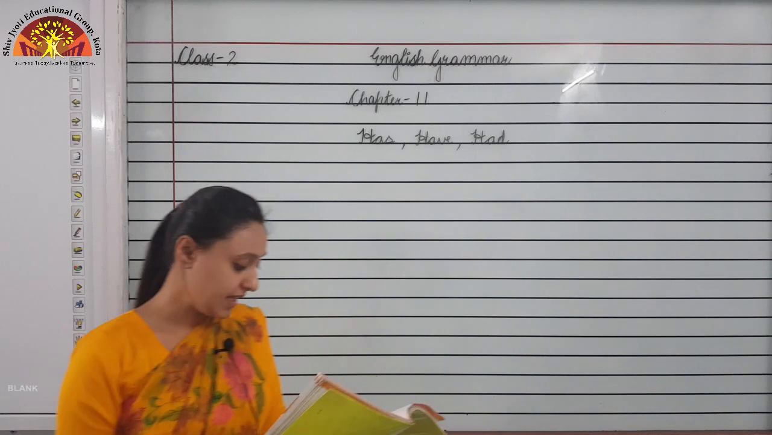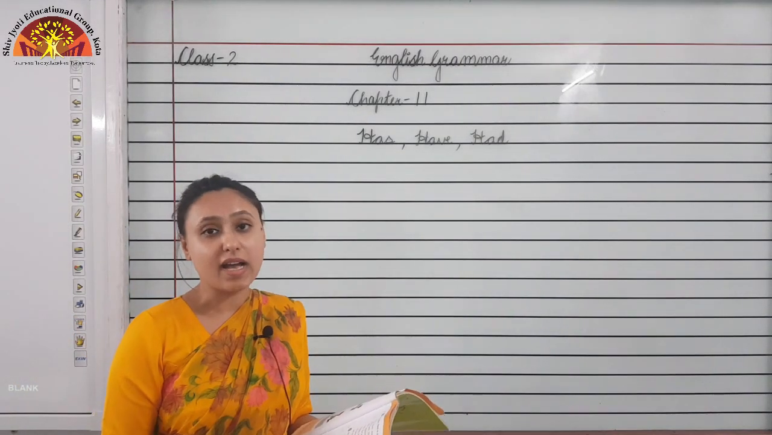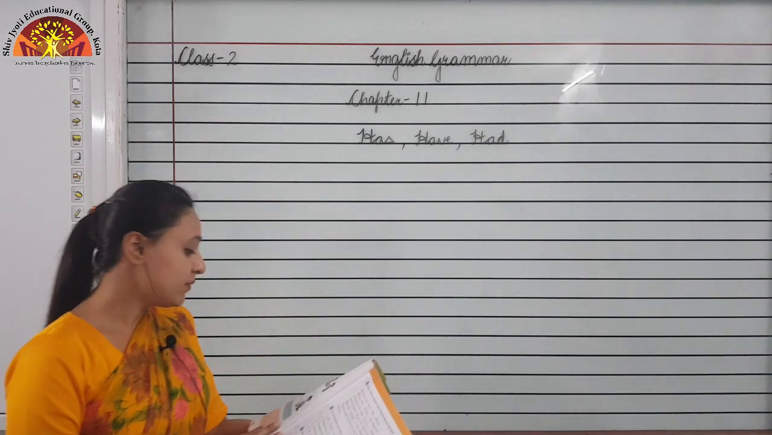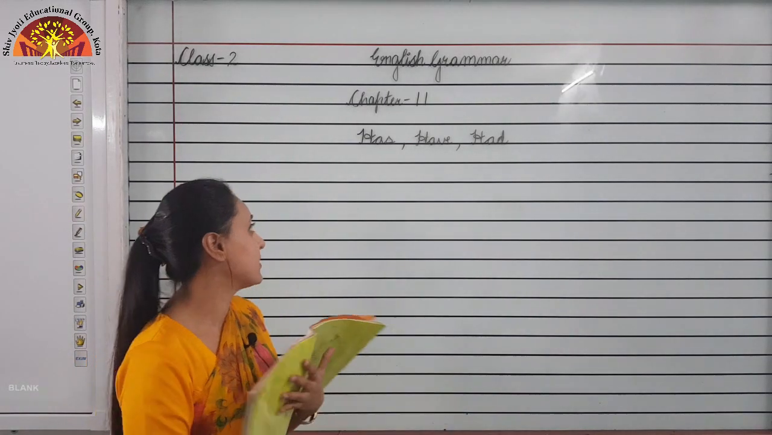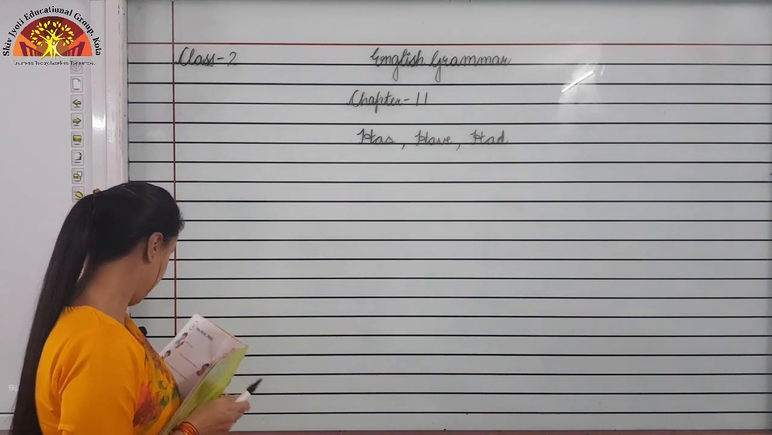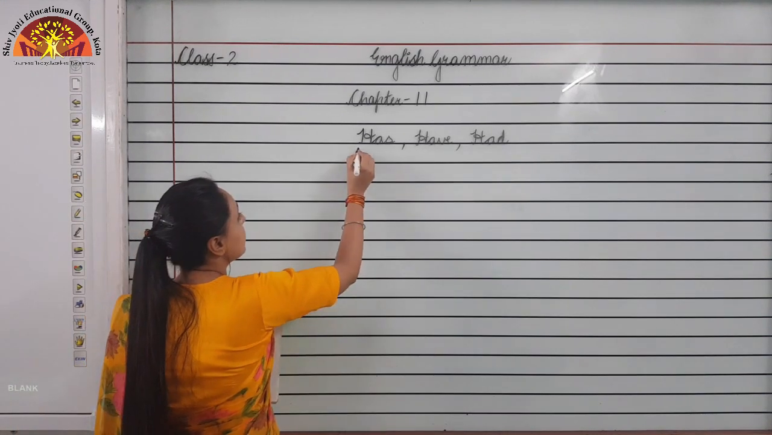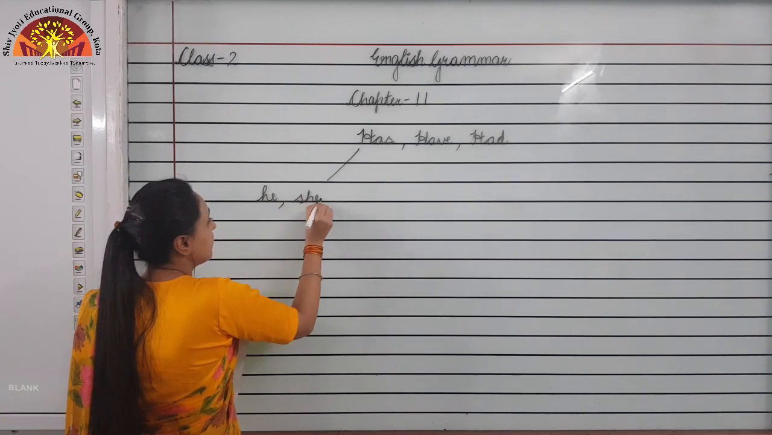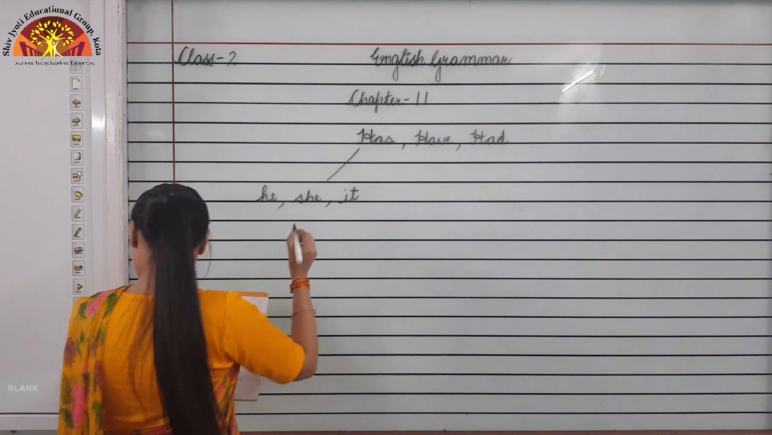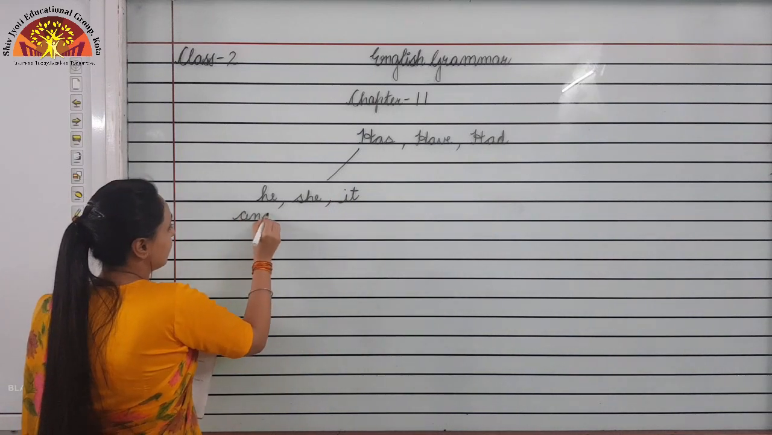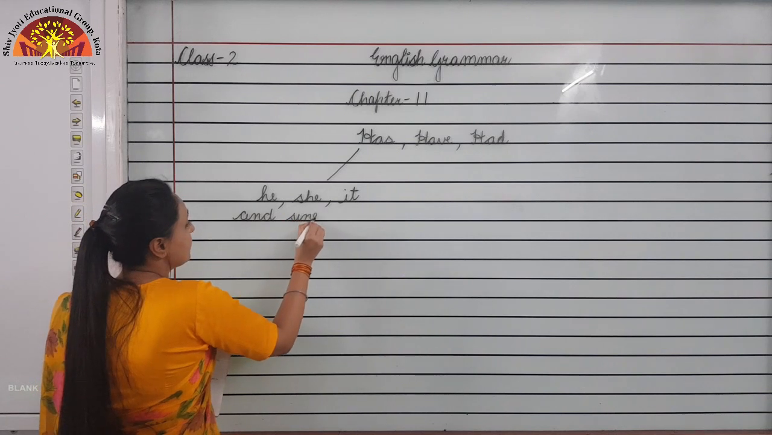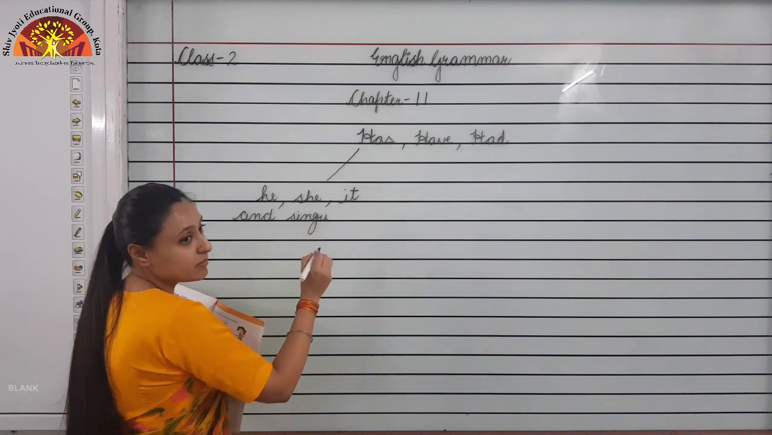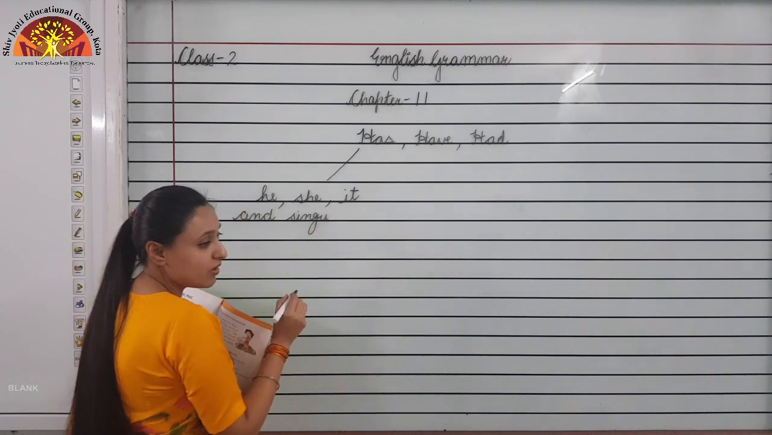Okay children? I think this is clear to you that we use has, have and had to tell something belongs to someone. Okay? Now we will learn the use of has, have and had. We use has with he, she, it and singular nouns. Nouns, what are nouns children? Names of place, animal, person and thing, okay. Nouns are also called naming words.